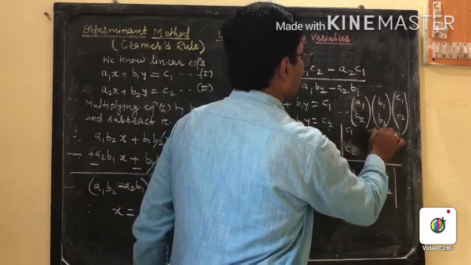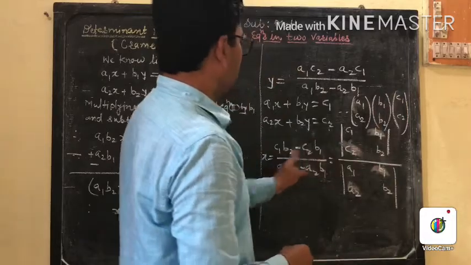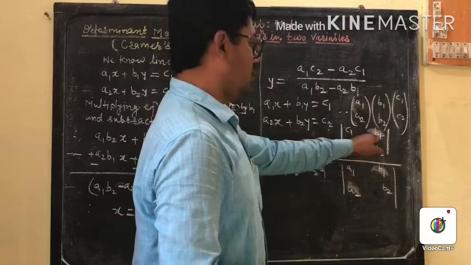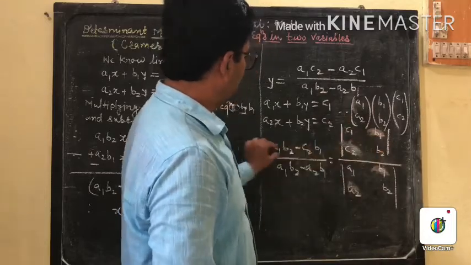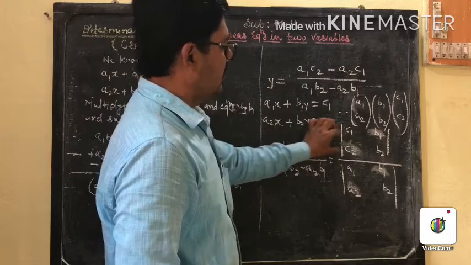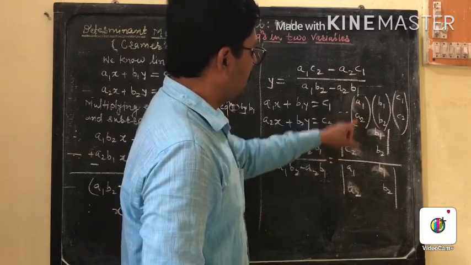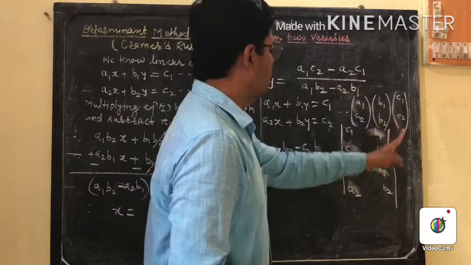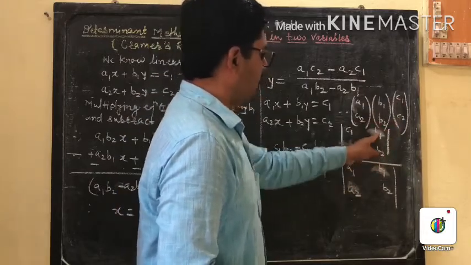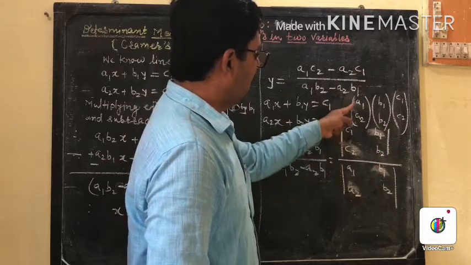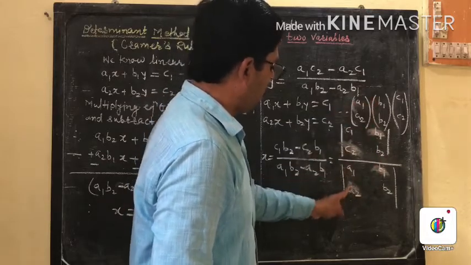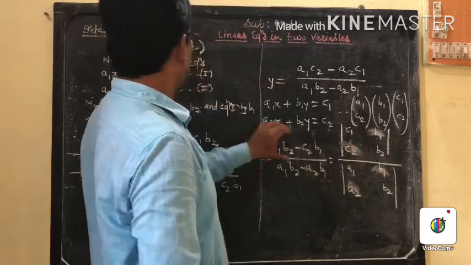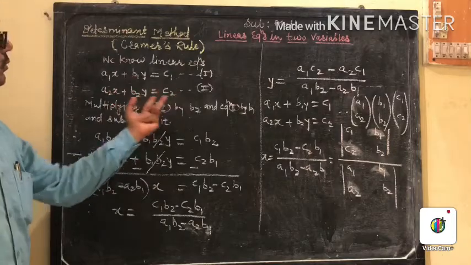C2 B1. The multiplication is exactly the same: C2 into B1 minus C2 into B1. Now the first determinant is exactly here, column wise: C1 C2, B1 B2, divided by A1 A2, B1 B2. This is the value of x in terms of the coefficients of the given two equations.